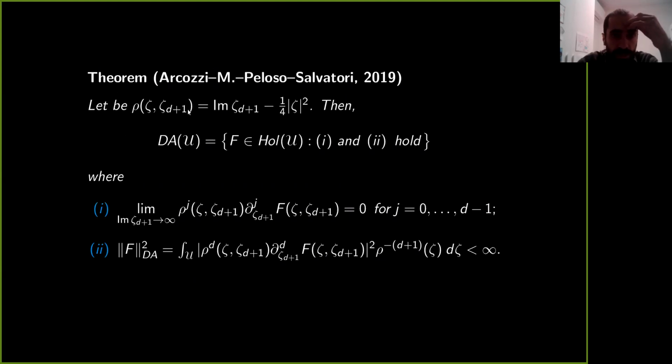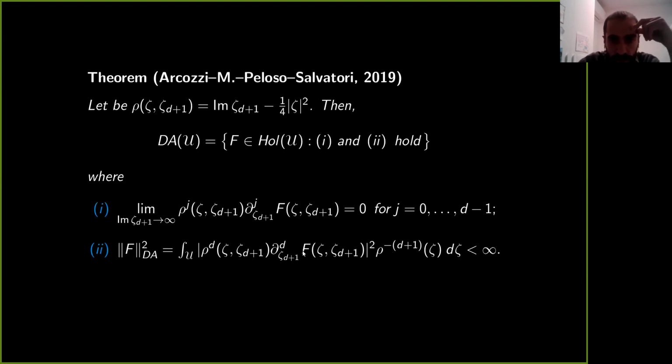So let rho of z, z_{d+1} be the defining function of the domain: the imaginary part of z_{d+1} minus 1/4 mod square of z. And then a function f is in the Drury-Arveson space if two things hold. We consider the derivative of order j that goes from 0 to d minus 1, and we differentiate with respect to the last variable, and we have this weight here, where this weight is just the defining function, and we require this limit to be 0 when the imaginary part of z_{d+1} goes to infinity.